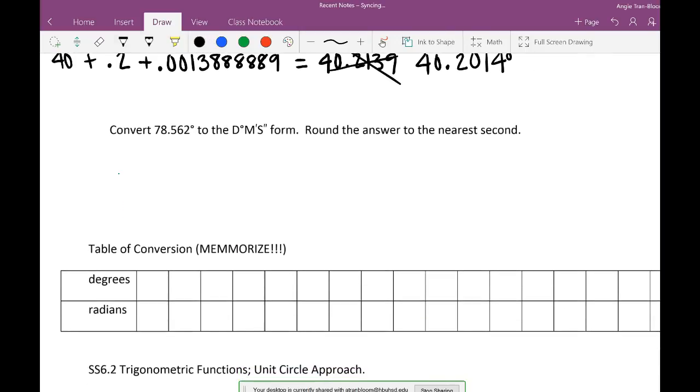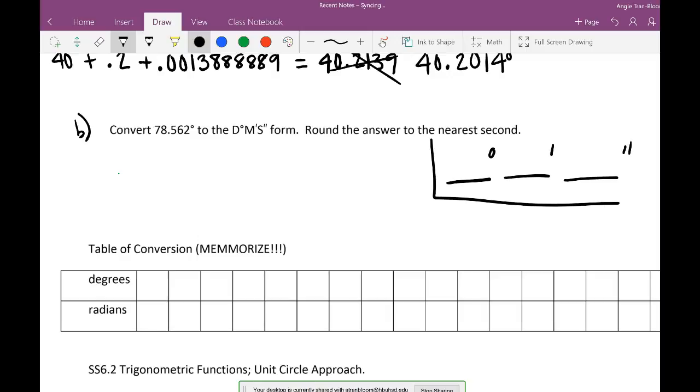All right, let's call this B, just for the sake of numbering. Convert 78.562 degrees to DMS. What on earth is DMS? Days, minutes, seconds. No, not quite days. D is degrees, M is minutes, and S is seconds. So I'm going to put my answers right here. I know I'm going to have something in degrees, something in minutes, and something in seconds.